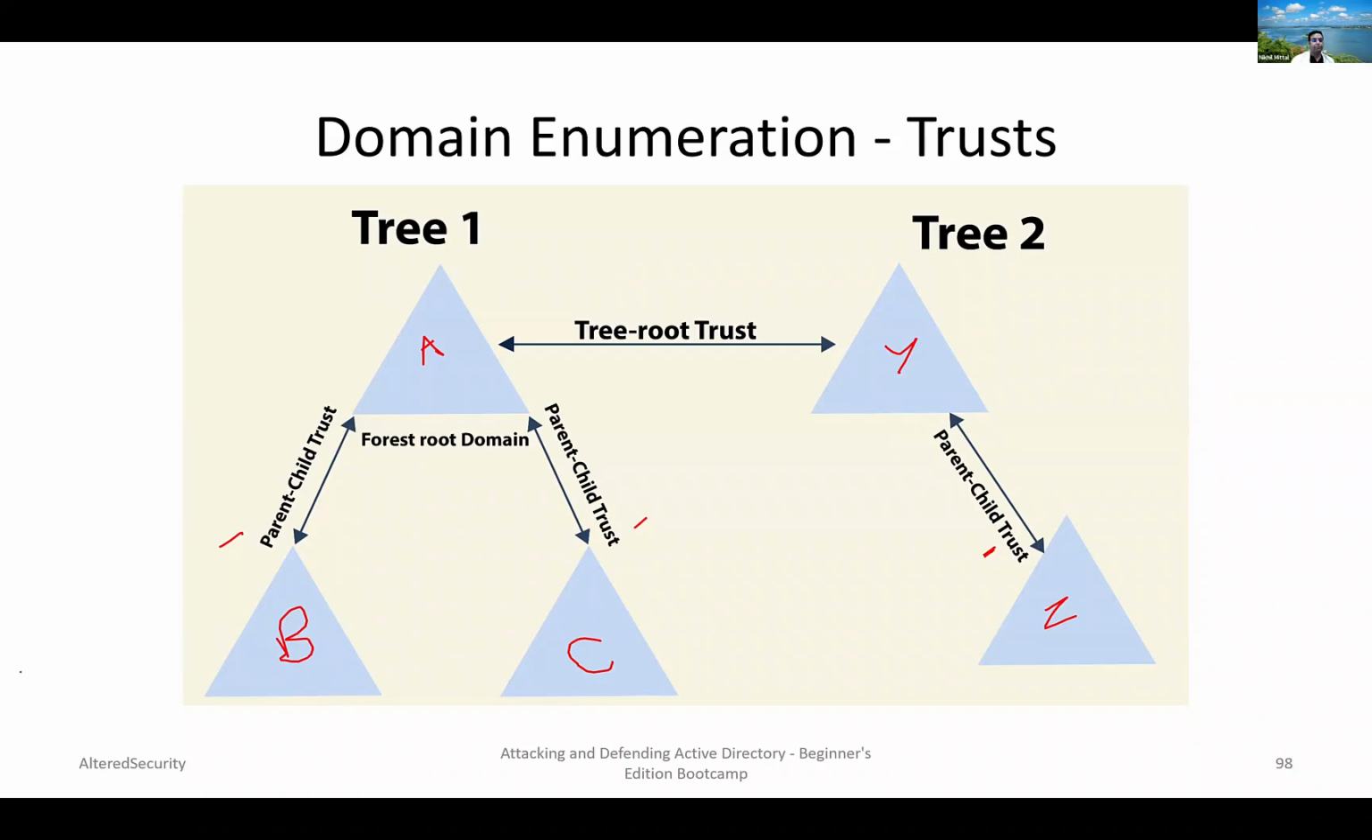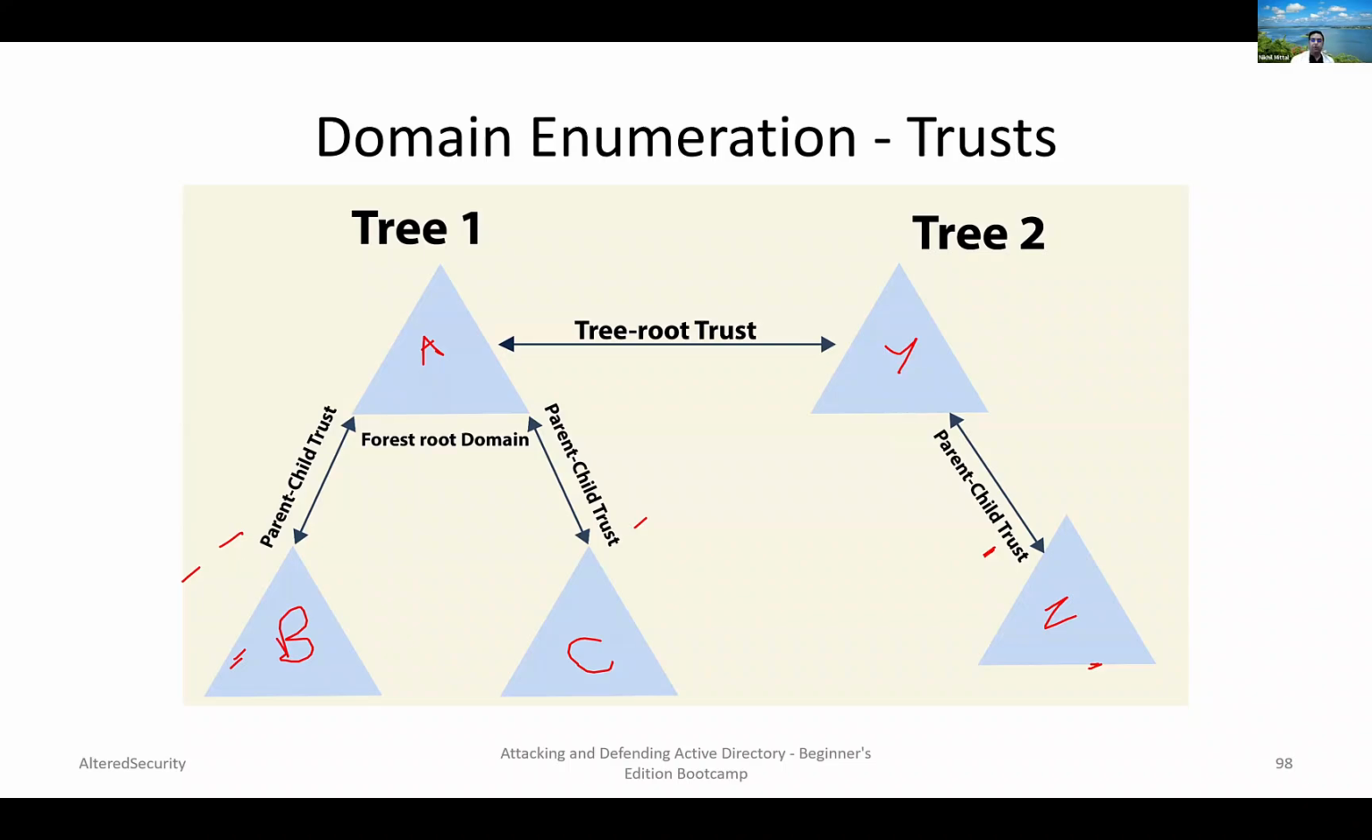What does that mean? That means users from domain B would be able to access resources in domain Z and the other way around. All right. A question is, can child domain, that is Z in tree 2, enumerate child domain in tree 1? Yes, because the transitivity is there. Without transitivity, we would not be able to do that.